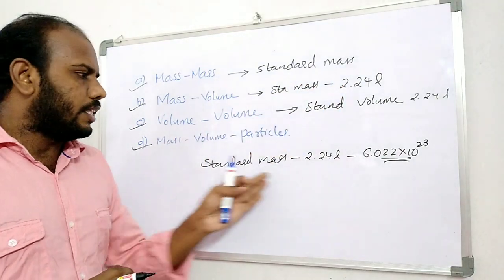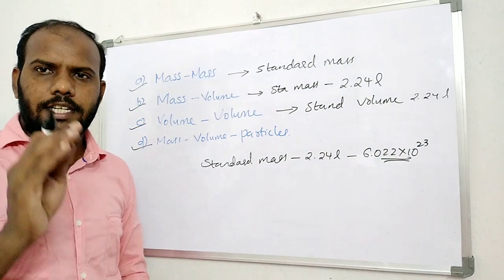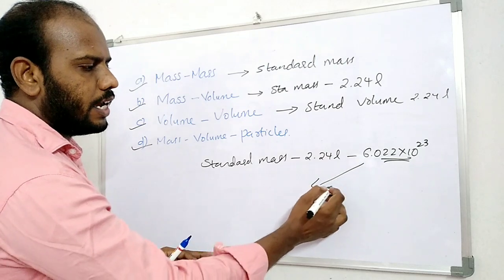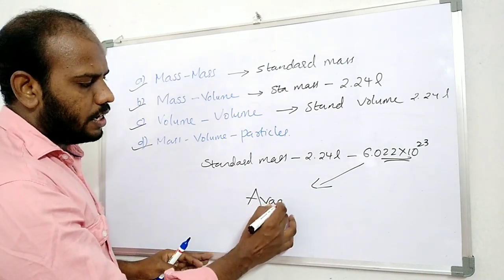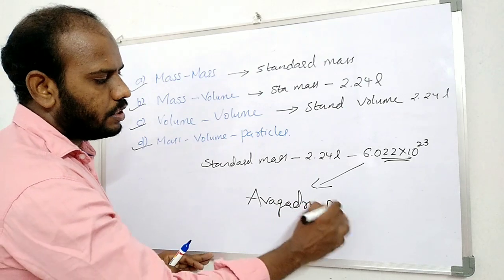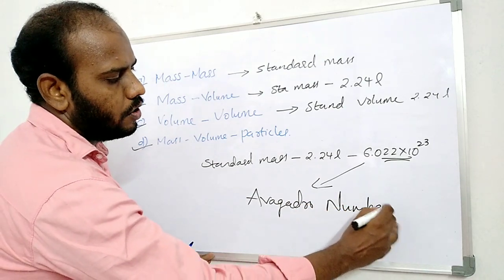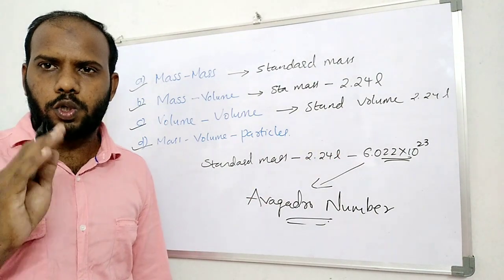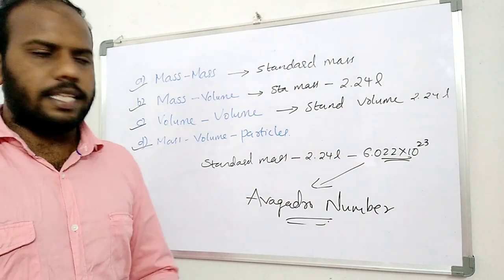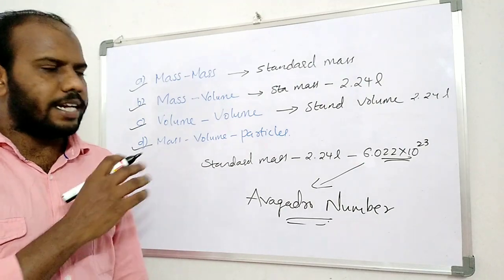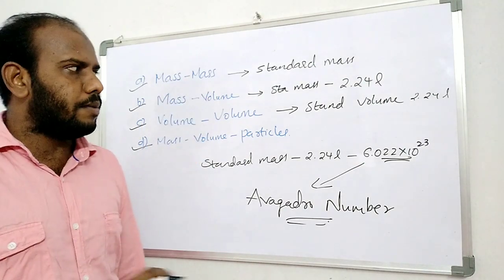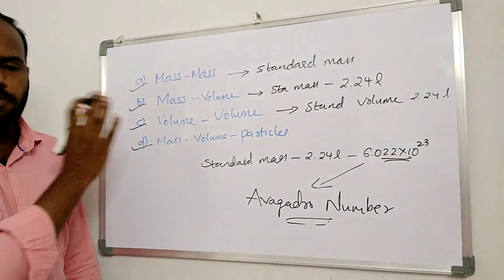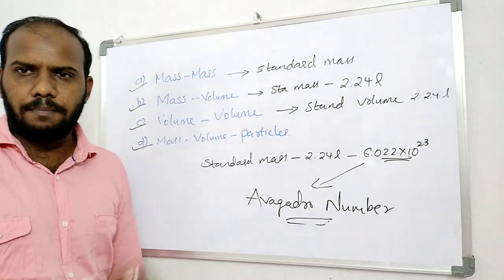And next we know the particles. The particle count 6.022 into 10 to the power of 23 is called the Avogadro number. This you have to study in the 9th class. So the Avogadro number is 6.022 into 10 to the power of 23. That is the standard. So this is some small information to understand the relations. We will study the relations one by one: mass, volume, and mass-volume-particles.